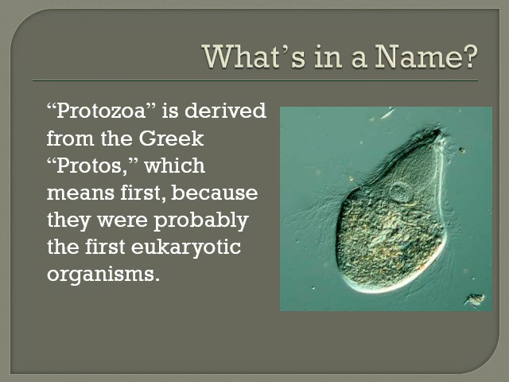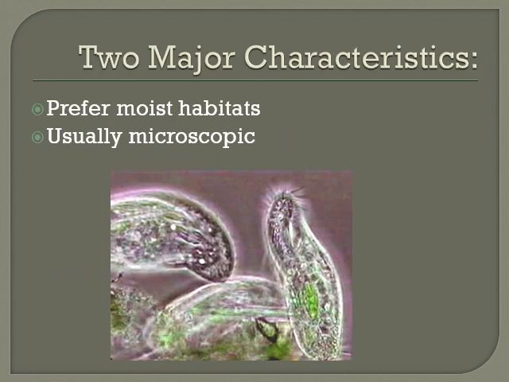So, what's in the name? Protozoa. The term is derived from the Greek protos, which means first, because they were probably the first eukaryotes. That doesn't matter, though. You didn't need to write down protos means first. I'm sorry I'm going fast, but there's some things that you don't need to know ancient Greek. Not for this one.